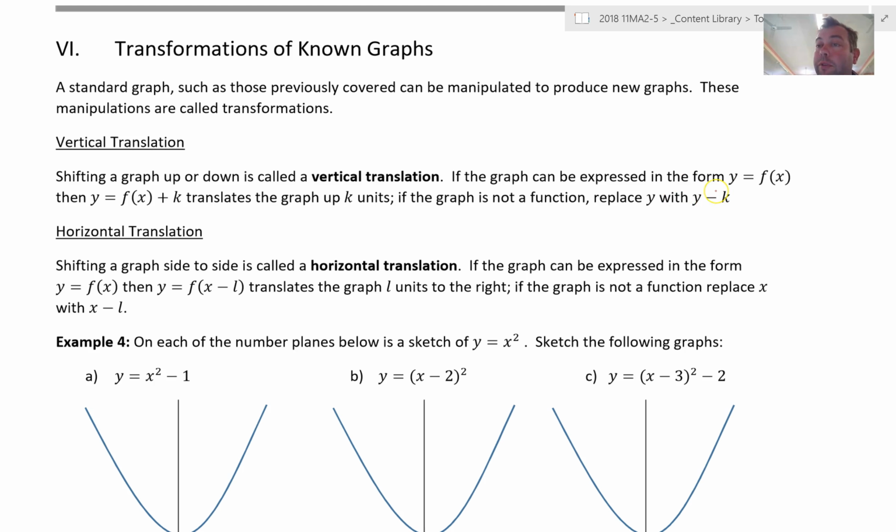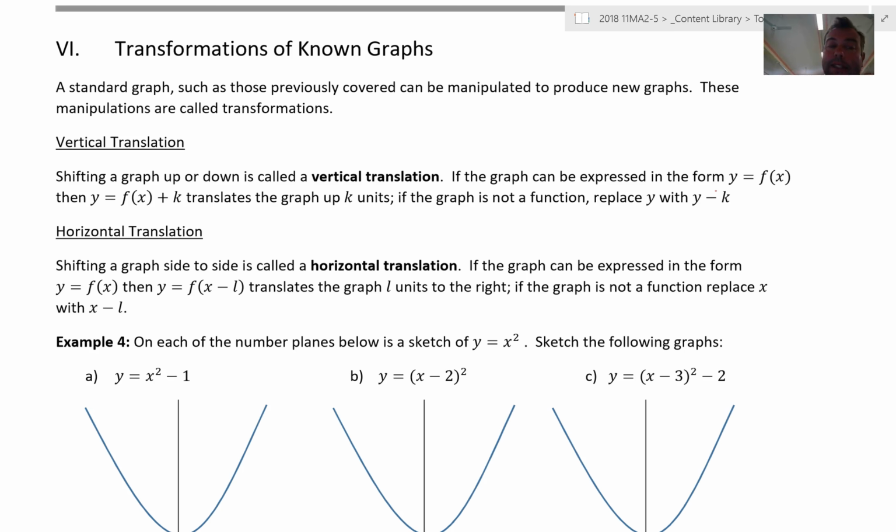If I want to move my graph up by 1 unit, then instead of saying y equals my function, I say y minus 1 equals my function. It's the reverse. We change the sign. That will move it up 1 unit. y plus 1 would move it down 1 unit. Now I can rearrange that as I get there.